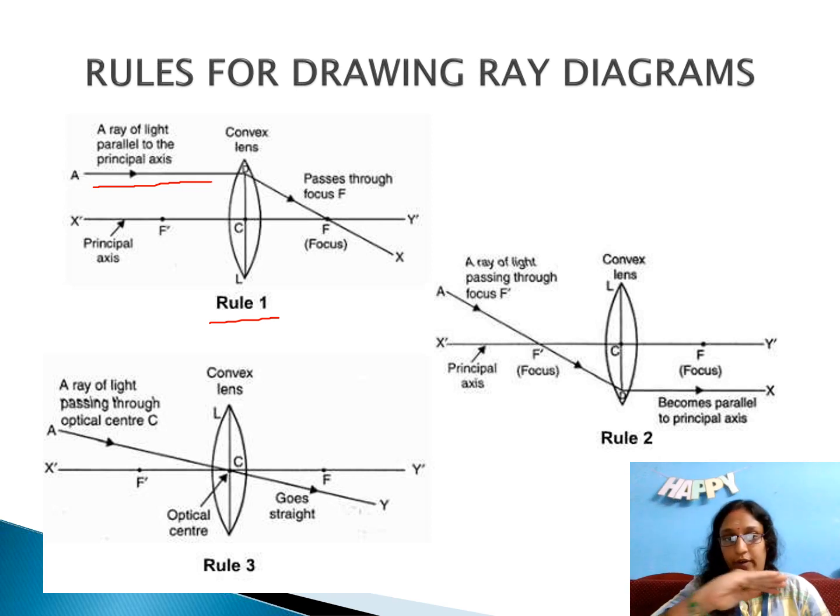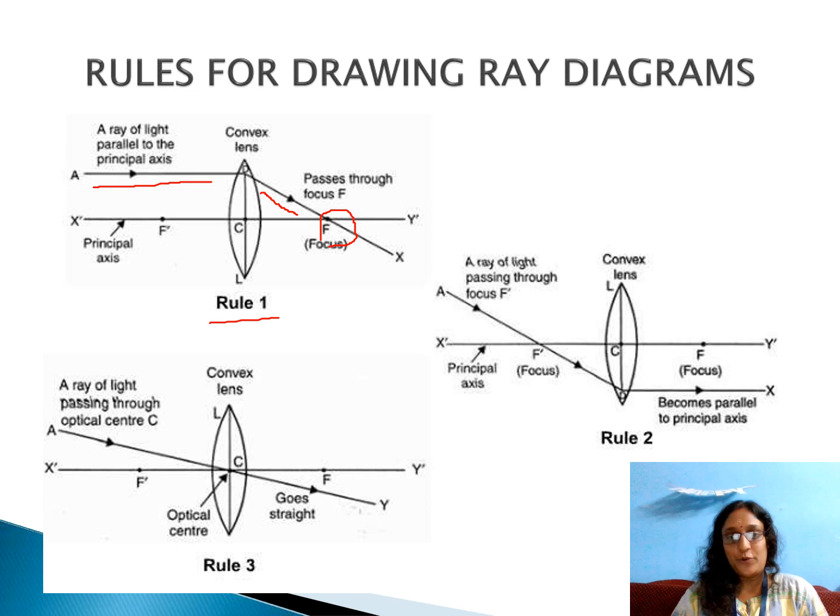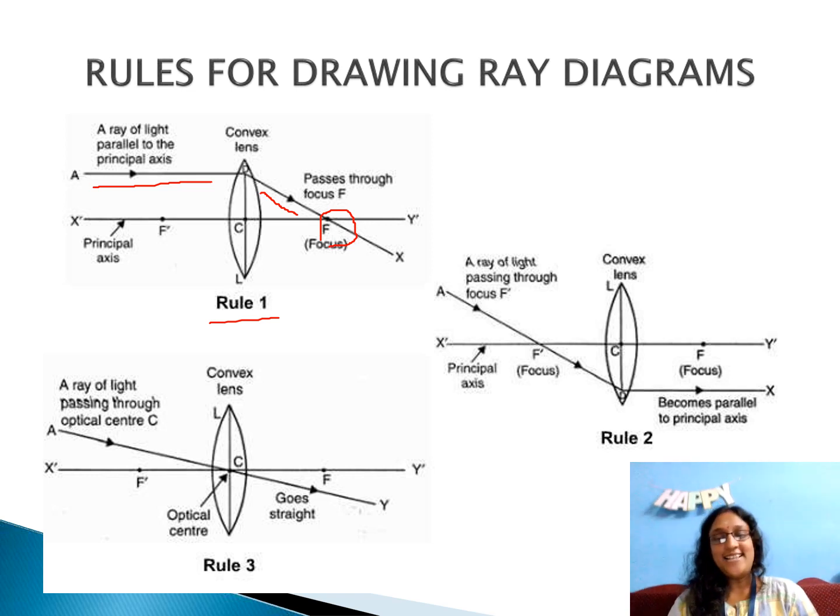So a ray of light parallel to your principal axis passes through the lens and undergoes refraction, right? So after refraction, what happens? It just passes through your focus. And you know what this is? This is your principal axis. This is your optical center. And this is your first rule, right?